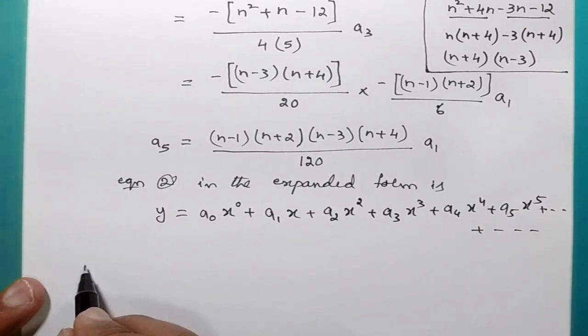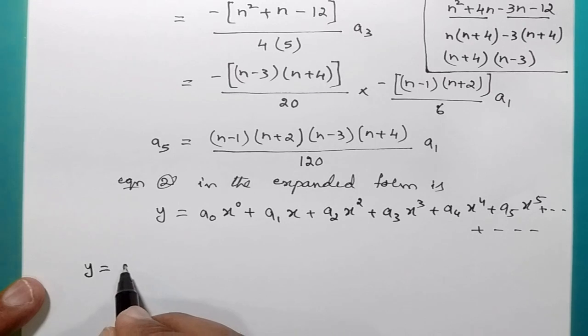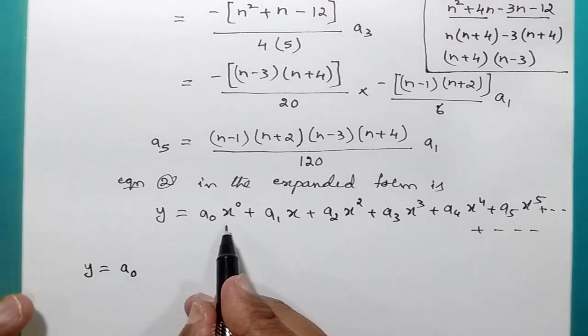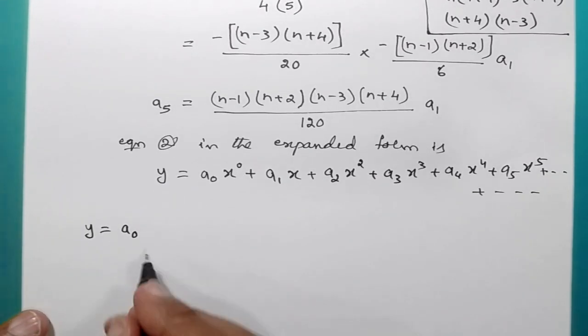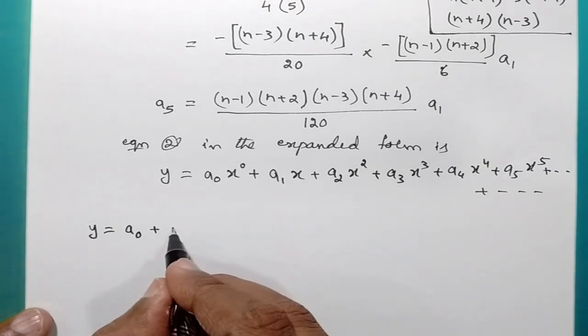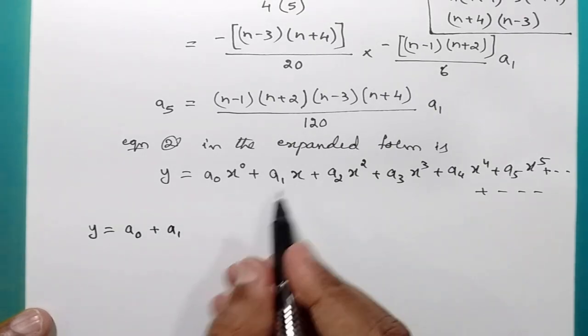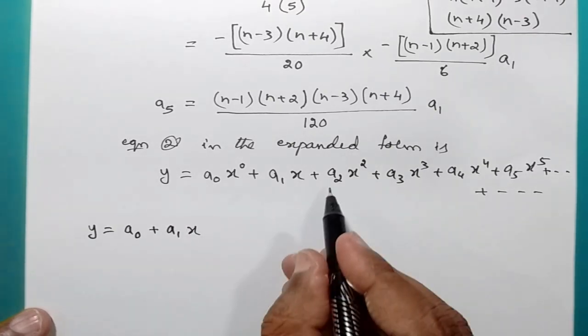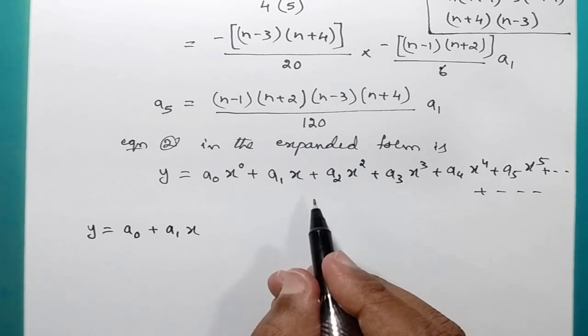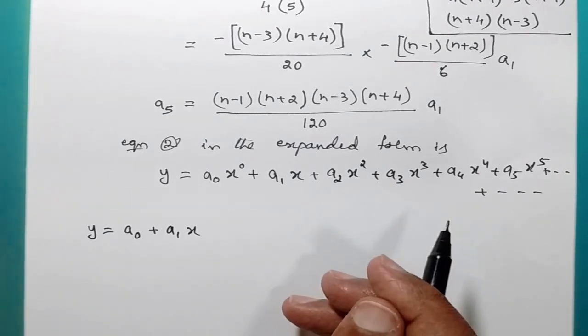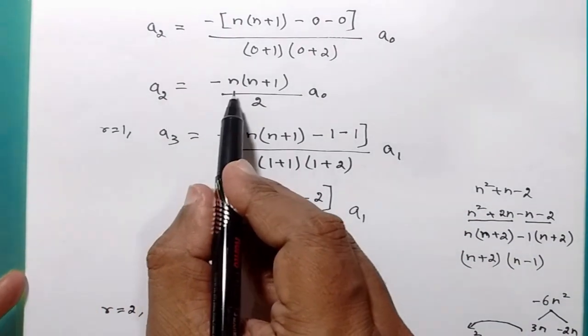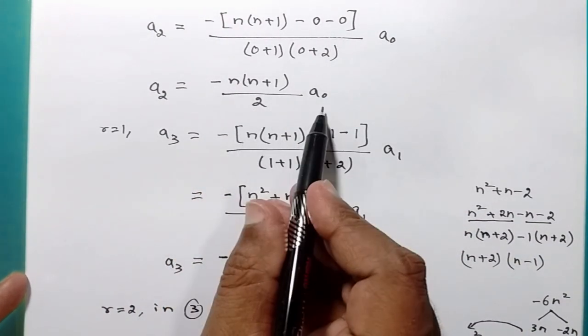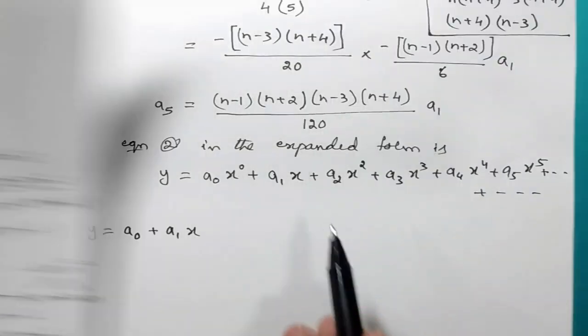Now you can rewrite this one. a0 is a non-zero term as it is. X power of 0 will be 1 itself. Plus again a1 is a non-zero term. I will just write down a1 as it is times x, plus a2 value. Go back to the value of a2. What you have obtained? Just observe that a2 value. a2 value you can see here. a2 is minus n into n plus 1 by 2 into a0. So this value will be written here.